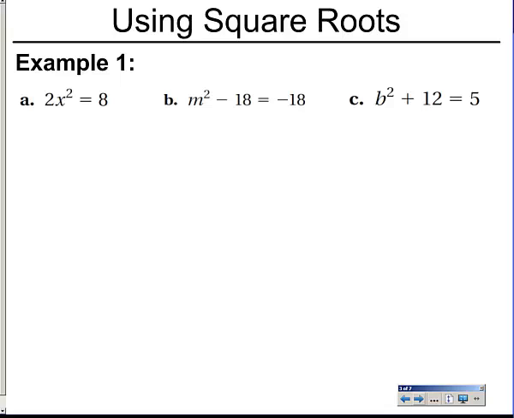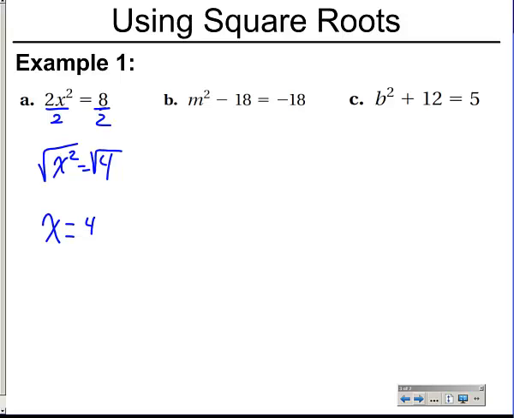Example 1, we have three different examples here to work with, and you'll see why we have them. So the first one here, a, already has the constant term by itself. So what I'm going to do now is divide both sides by 2, and I will have x squared equal to 4. So basically I've ended up isolating the square. Now I want to take the square root of both sides, and I'll have x. But keep in mind, every time you take a square root, you actually have two solutions, one positive and one negative.